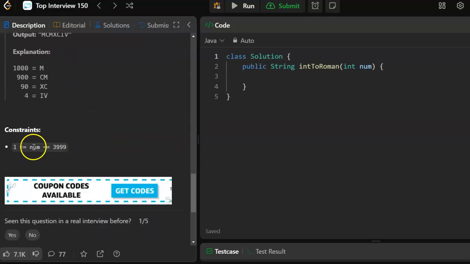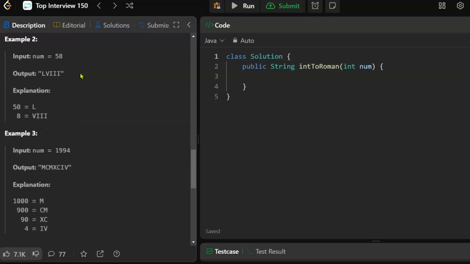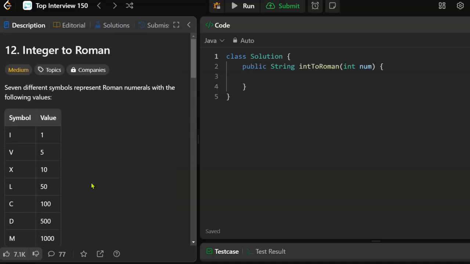Okay, yeah. So the number is going to be between 1 and 3999. I don't think Roman numerals go higher than that because the largest symbol is M, and the rule is you can't have 4 of the same symbol in a row. So we'll get a number between 1 and 3999.